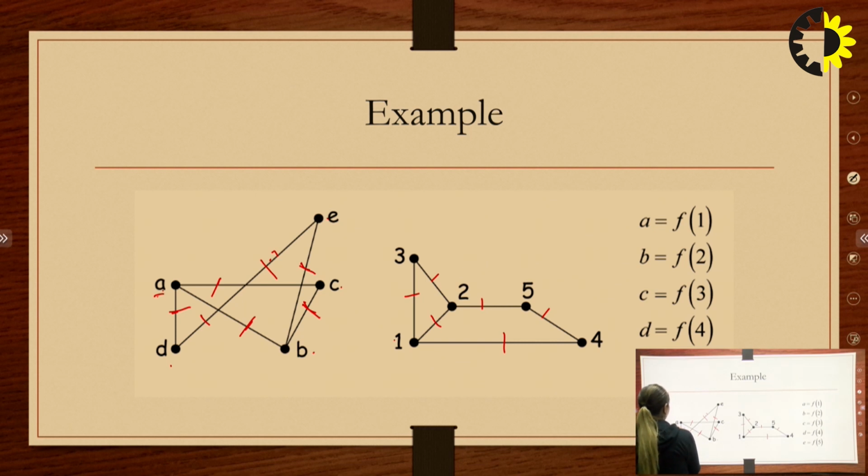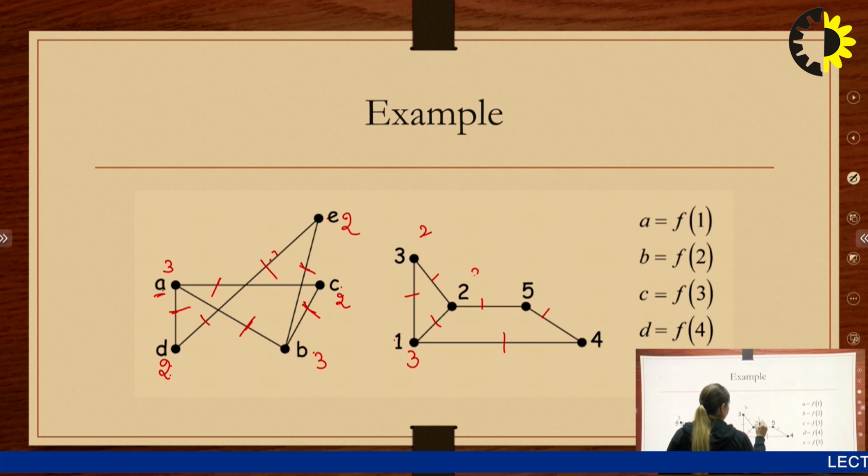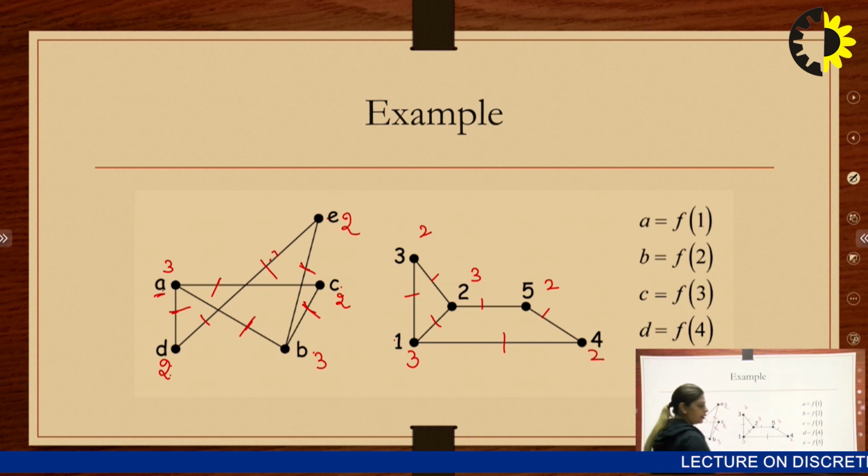What is the degree of A? 3. It is connected to 3 edges, so that is why A has degree 3. D has degree 2, E 2, C also 2, B 3. Right? Similarly here, 3 has degree 2, 1 has degree 3, 2 also has degree 3, 5 has degree 2, 4 has degree 2.